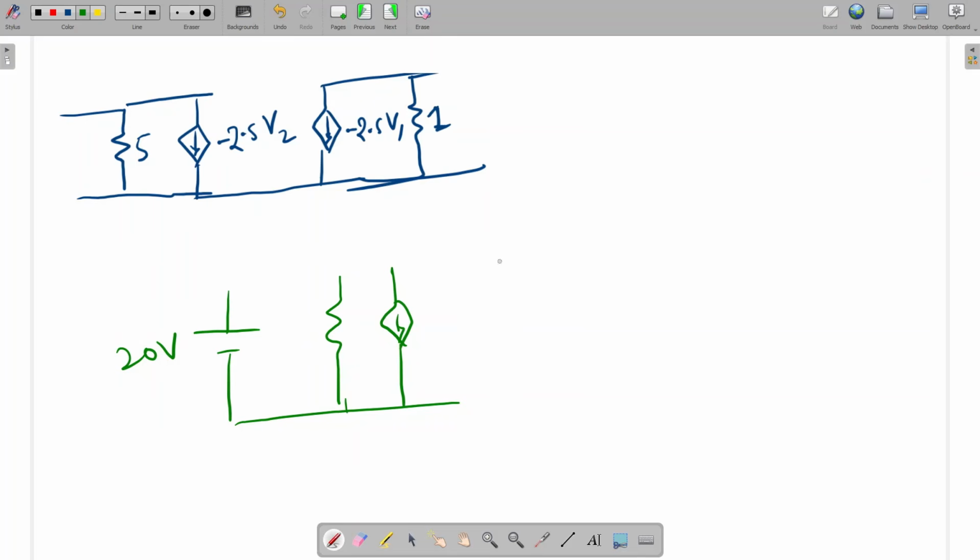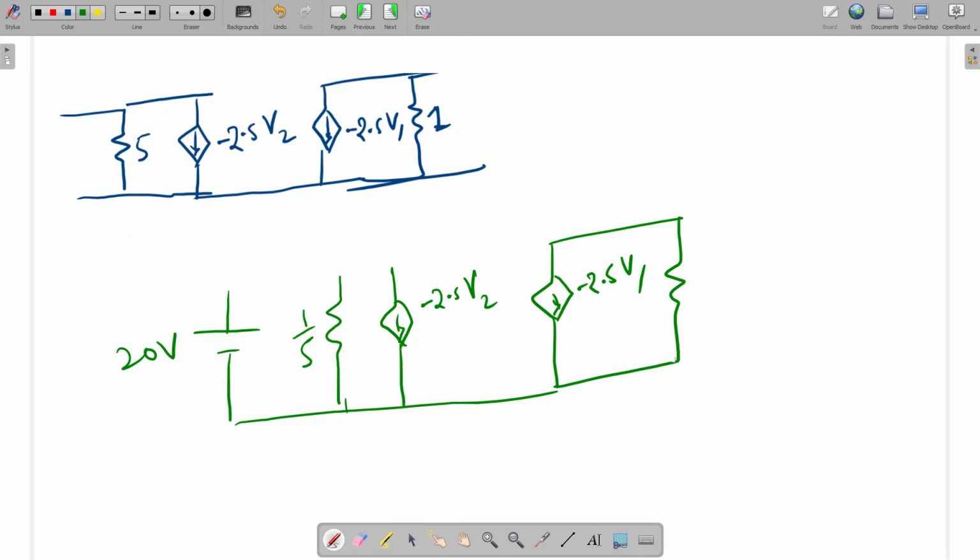And this is 5, so the resistance will be 1 by 5. This is minus 2.5 V2. And here a current source will be there, minus 2.5 V1. And here 1 will be there. Just after drawing the circuit, in one step we can solve it. So up to now it will be like this.